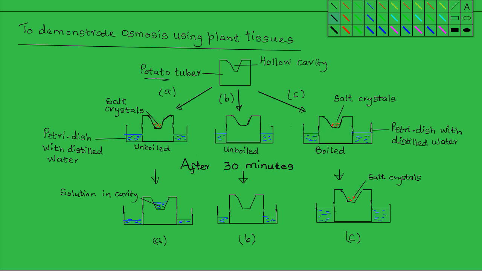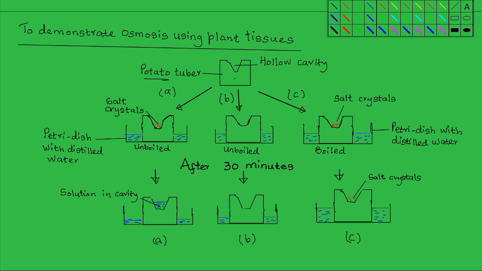Now, using a scalpel, we make 3 cubes of about this size, and we bore out cavities at the center. So there'll be a hollow cavity at the center of each of the 3 cubes. You can do that using a scalpel or a sharp knife to prepare a cube that is obtained from the potato tuber, and then we dig out this hollow cavity at the center. Then each of the 3 potato tubers is treated as follows.